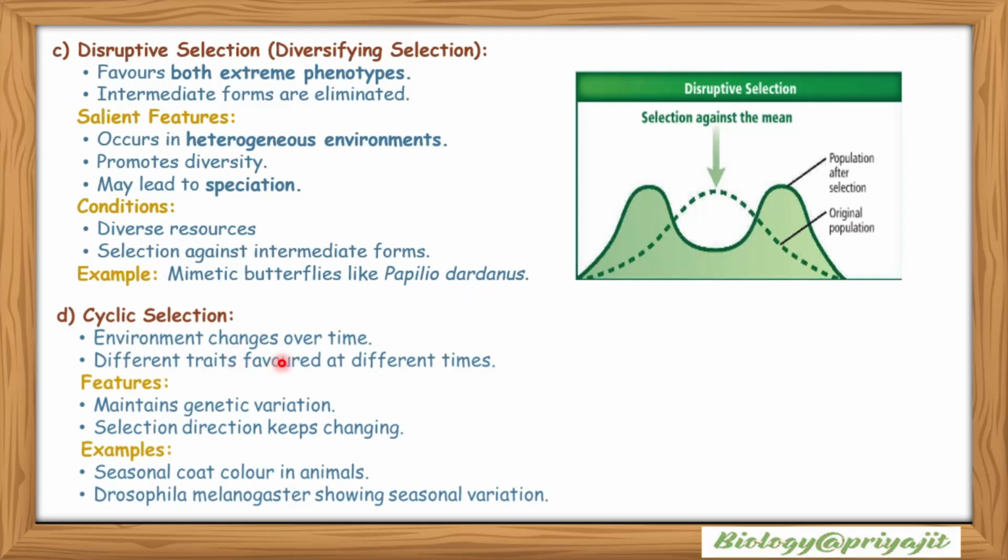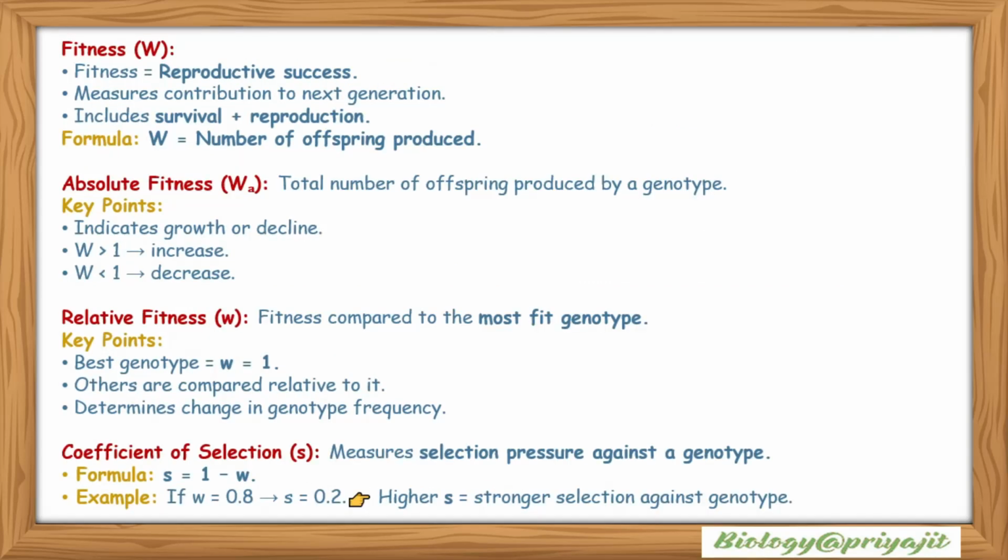Cyclic selection: the environment changes over time, and different traits are favored at different times. Features: it maintains genetic variation. The selection direction keeps changing. Examples include seasonal coat color in animals and Drosophila melanogaster showing seasonal variation.